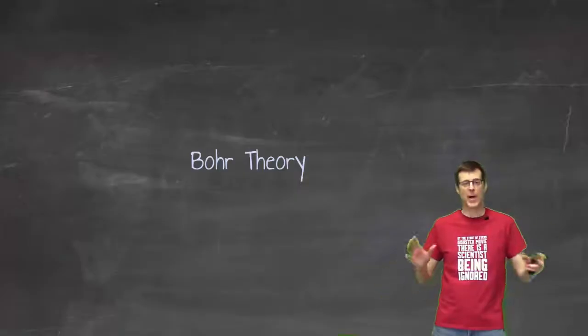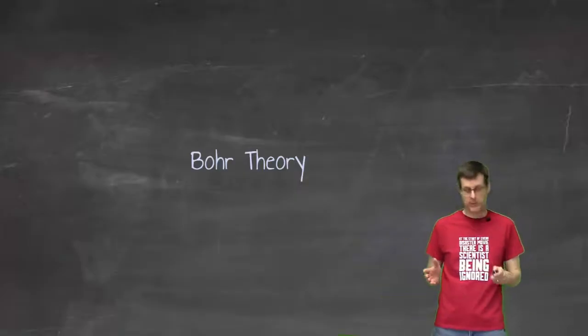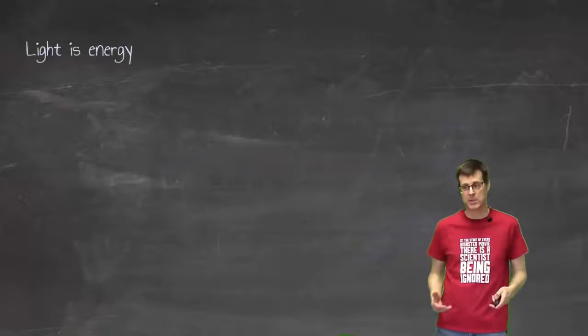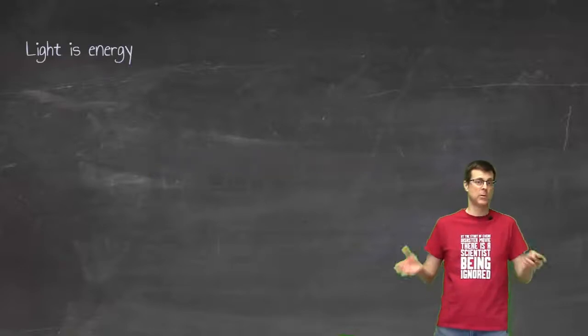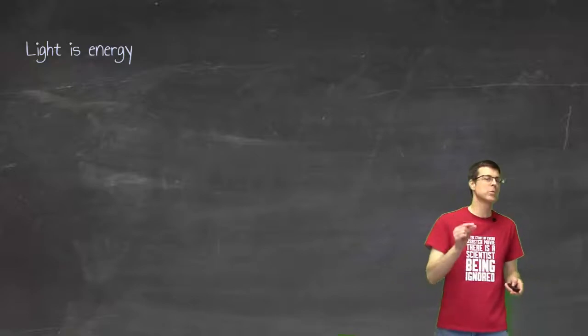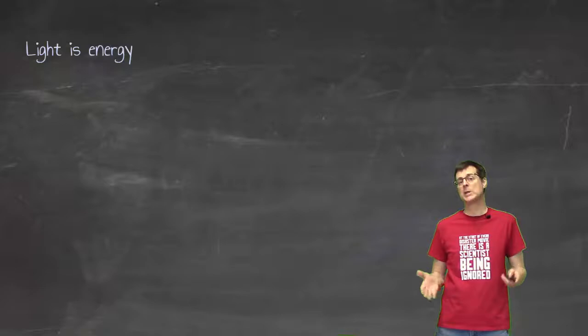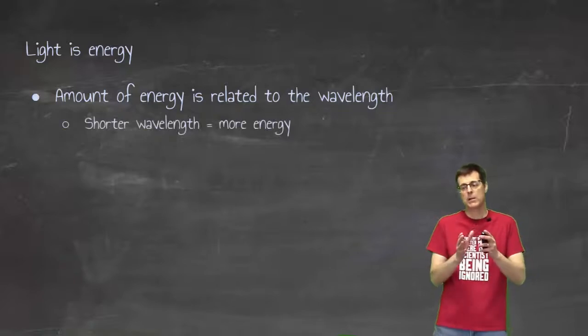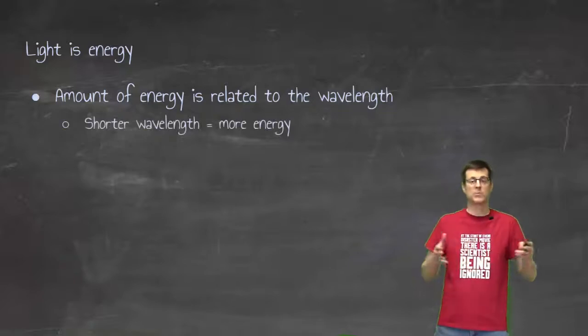So we've built a lot of the background for Bohr theory already, so we're going to start with what Bohr would have known as he was building his theory. The one thing that he knew, that we've also taken a look at, is that light is a form of energy. We need to be more specific though, and Bohr ends up being quite specific: the amount of energy is dependent upon the wavelength.